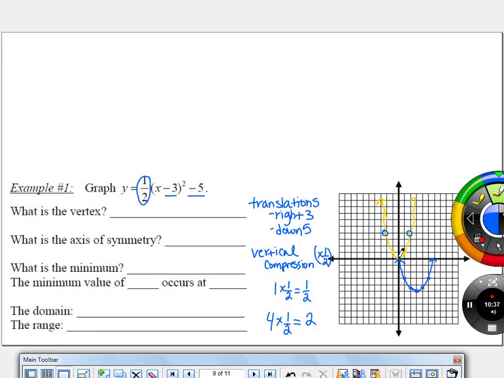What is our vertex, Lauren? 3, -5. All right, what is our axis of symmetry, Savannah? Good, way to say x equals.